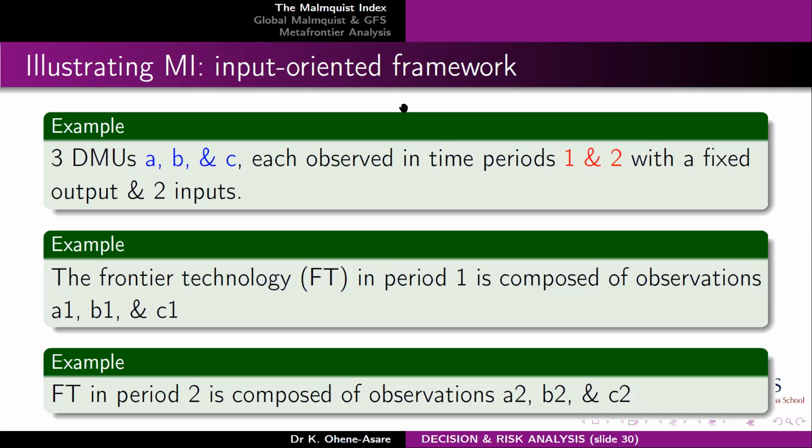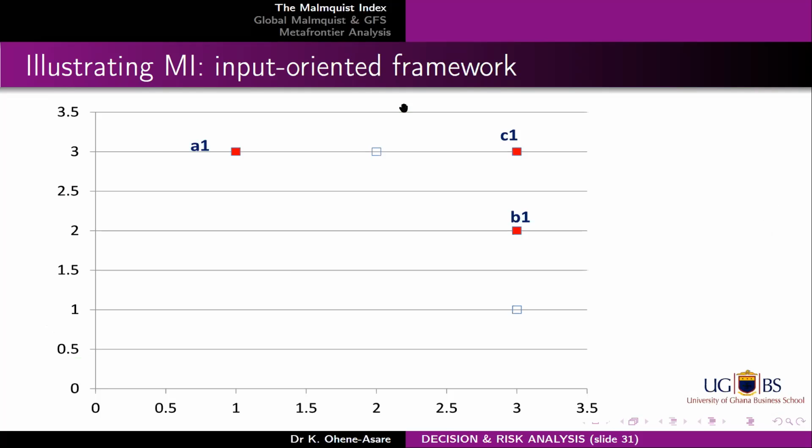Now, I'm going to plot the data set. I've plotted the DMU A1, C1, and B1. That is what I've plotted there. Do you see them in red? Yes, please. Yes, sir. All right. A1, C1.